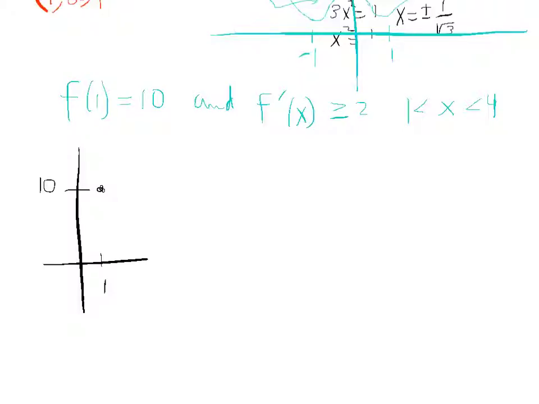If the derivative is greater than or equal to 2, it means it's already positive, it means it's increasing. This function is always increasing. So if I start at 1 and go to 4, I have to be increasing no matter what. Who knows how much I could be concave up or concave down, but I'm still increasing, so f of 4 needs to be greater than 10. So the smallest it can be is a little bit more than 10.